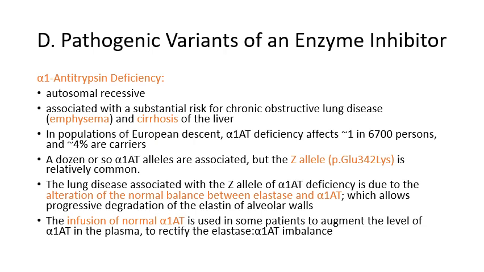Infusion of normal alpha-1 antitrypsin is sometimes used in some patients to augment the level of alpha-1 antitrypsin in the plasma, in the hope that it can rectify the elastase and alpha-1 antitrypsin imbalance.